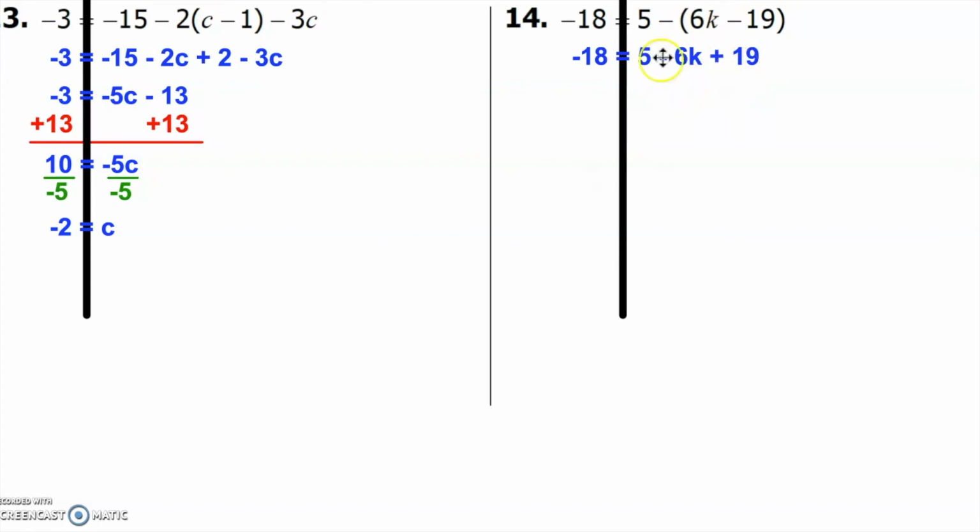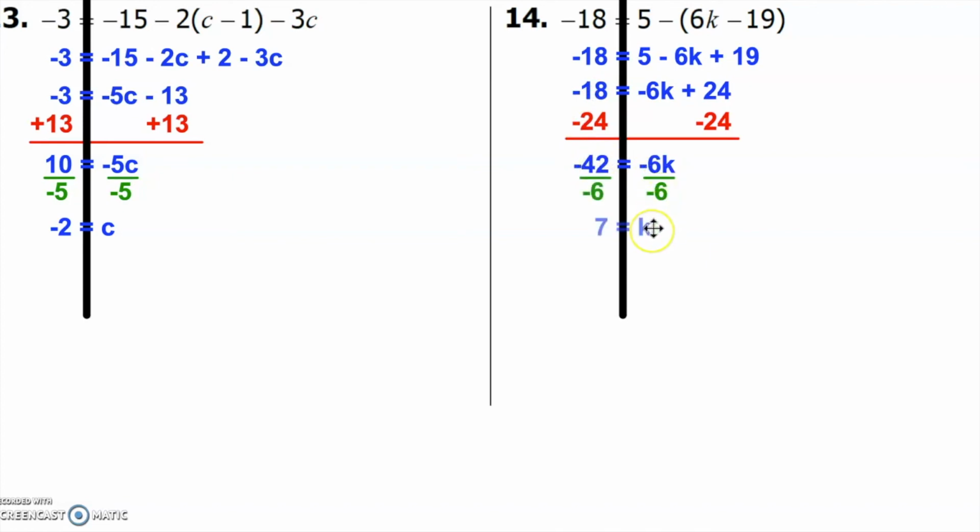Combine your like terms. 5 and 19 becomes 24. Bring down the negative 6k. Now you can subtract 24. Negative 18 minus 24 becomes negative 42. Then I can divide by negative 6 on both sides. A negative divided by a negative is a positive 7.